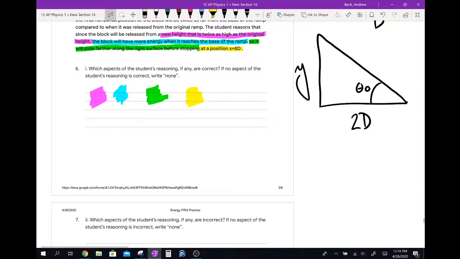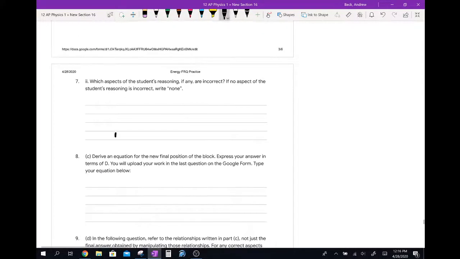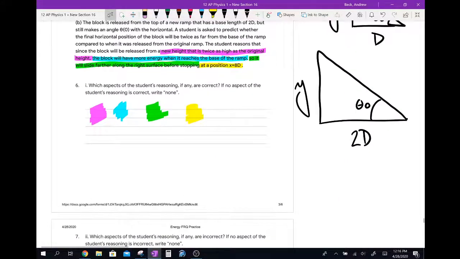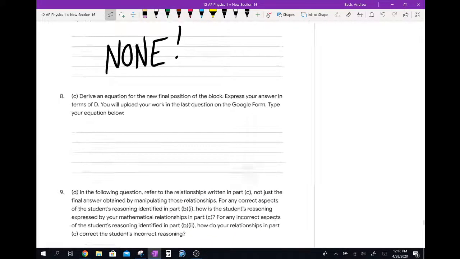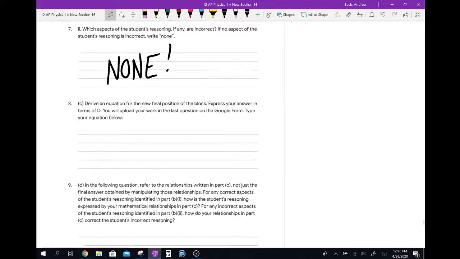Cool, so that is all of the student's reasoning. Which aspects are incorrect? Well, we just saw that the student had correct reasoning overall, so that's going to be a big old none. The student is completely correct, which is kind of cool. I don't know if that usually happens, but hey, it's cool if it works out. Derive an equation for the new final position of the block. Express your answer in terms of d.